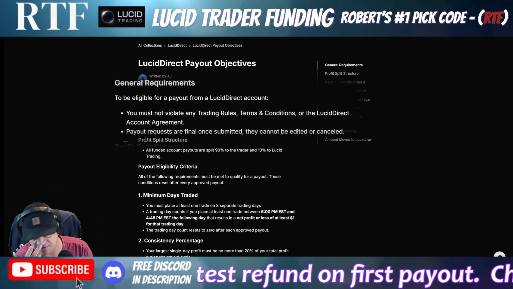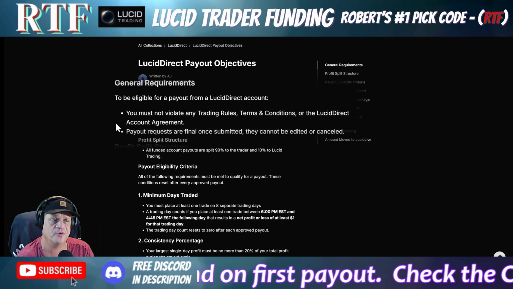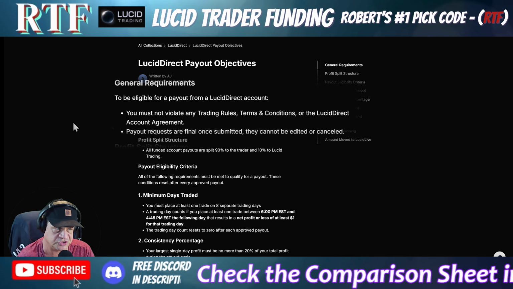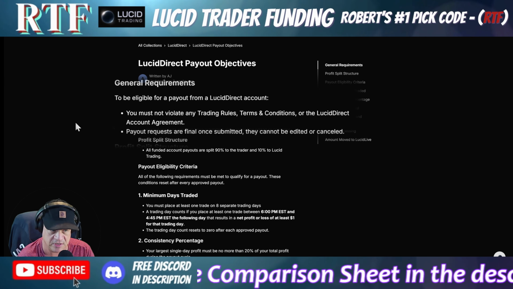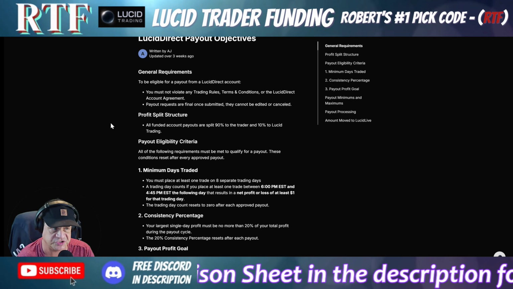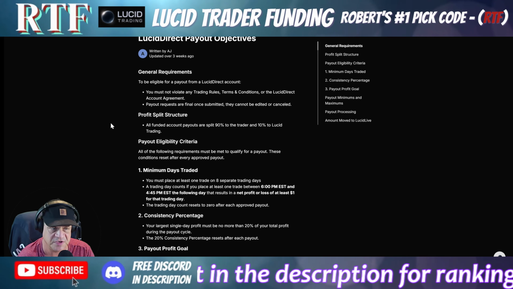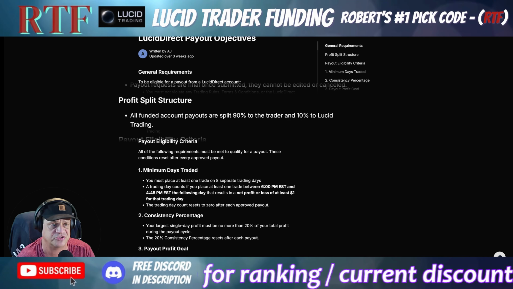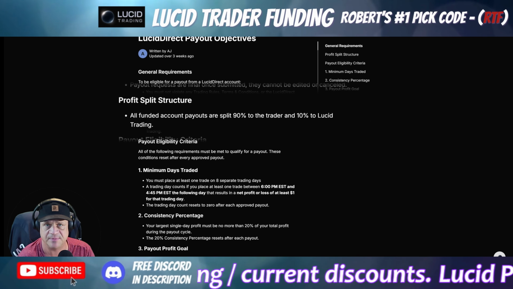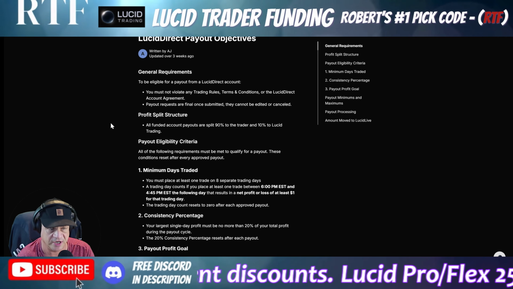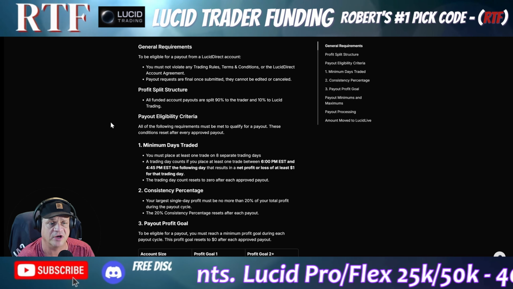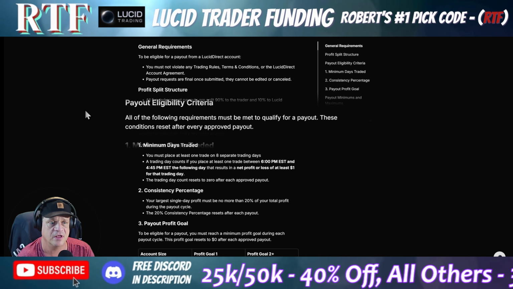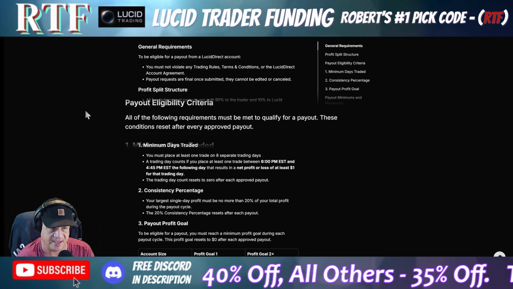The general requirements in order to be eligible for a payout from a Lucid Direct account: you must not violate any trading rules, terms and conditions, or the Lucid account agreement. Payout requests are final once submitted, and they cannot be edited or canceled. There's a profit split structure: all funded account payouts are split 90% to the trader and 10% to Lucid Trading. Payout eligibility criteria: all of the following requirements must be met to qualify for a payout. These conditions reset after each approved payout.